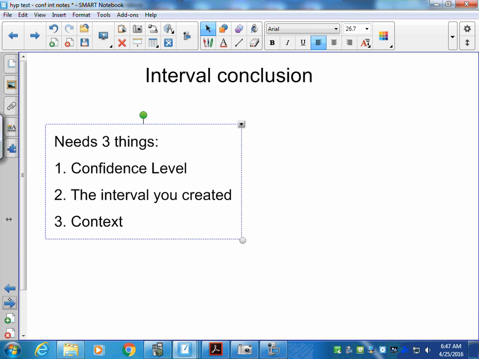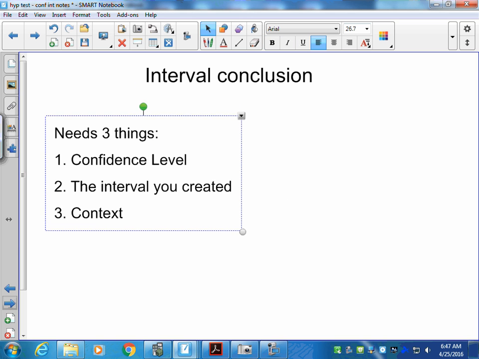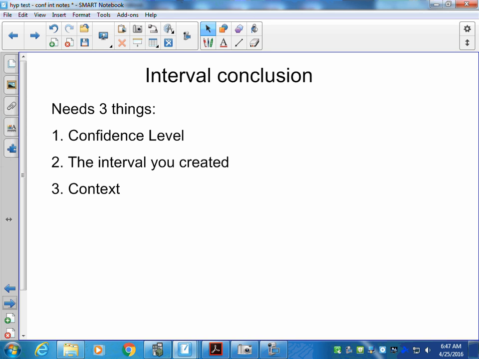And then your interval conclusion needs 3 things. Your confidence level, we are blank percent confident, whatever it says in the problem. The interval you created, lower boundary, upper boundary, and then the context of the problem. Usually I would actually put the context in as the second piece. We are 90% confident that the true mean value of PSI in the New England Patriots footballs during the AFC title game is between this number and this number.